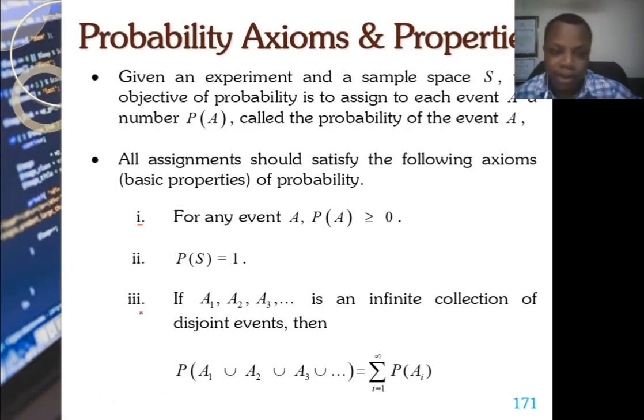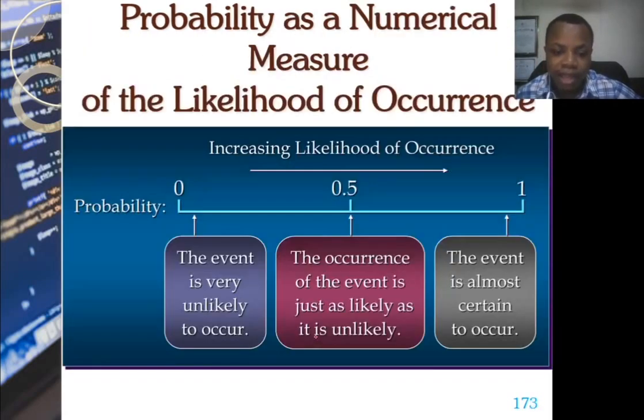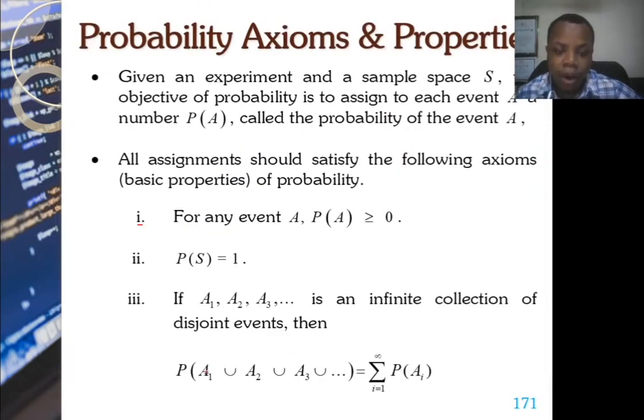Now let's look at axiom 3. This axiom 3 says that suppose that we have events A1, A2, and A3, an infinite collection of disjoint events. Then the probability of event 1 union event 2, or all of their unions, should sum up to the probability of the A's. This formalizes the idea that if you wish to obtain the probability that at least one of these events occurs, then the chance of one occurring is the sum of all the individual probabilities.